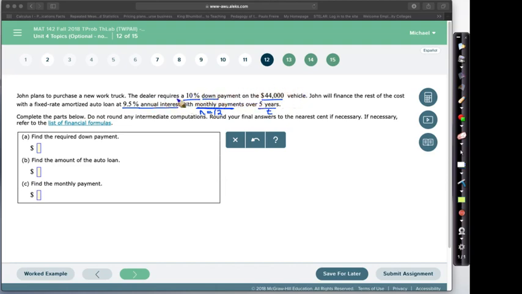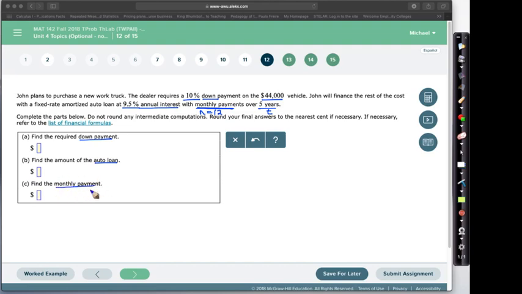Before I'm here, okay, the dealer requires 10% down on a payment of 44. So 44,000 is the cost of the vehicle. I need to find the down payment, the amount of the down payment, and then the amount of the auto loan. So once I get the down payment, I subtract it from the cost of the vehicle. That'll give me the auto loan, and then the calculation for the monthly payment.